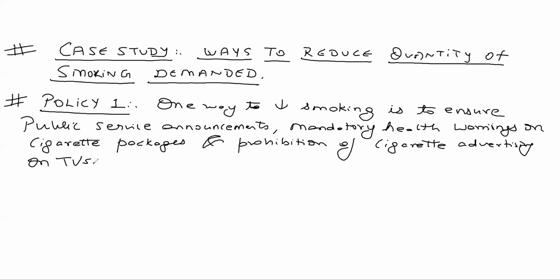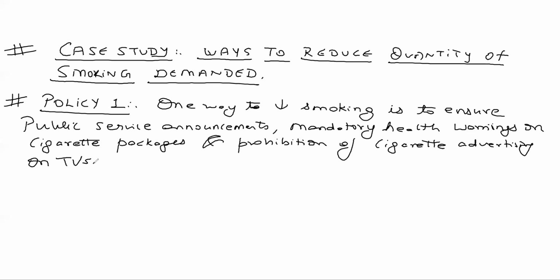So basically, policy one is about creating awareness. How do we create awareness among the public to stop smoking? There can be public service announcements. There can be mandatory health warnings. Now, if you look at a cigarette packet, it's clearly written on it that smoking cigarette causes cancer. It's a mandatory health warning. Another way would be to remove all the advertisements from the television where people are smoking cigarettes.